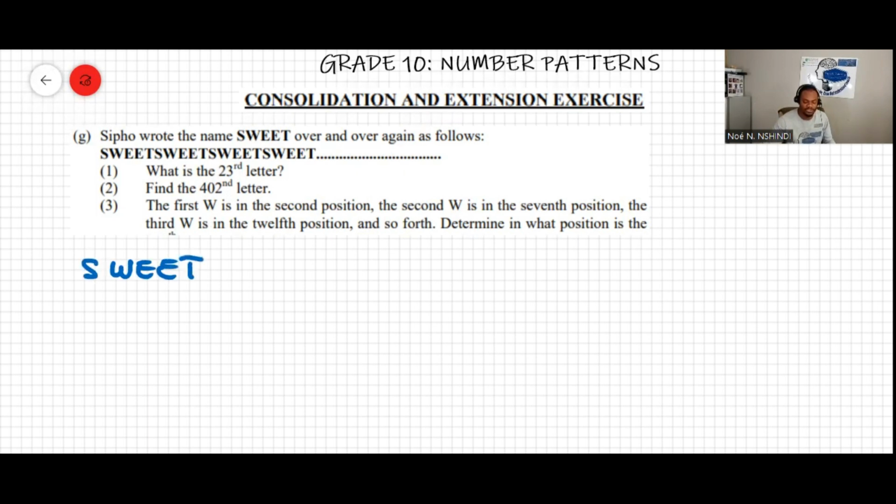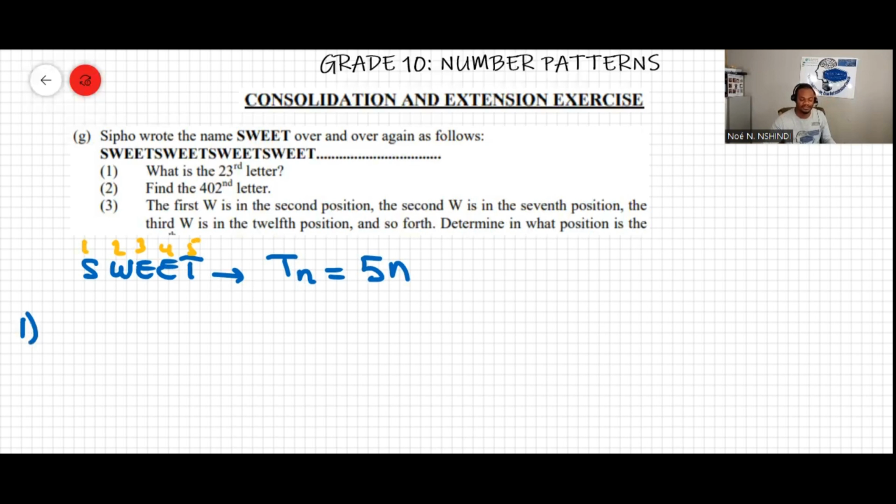SUITE. We can notice that the word SUITE has 1, 2, 3, 4, 5 letters. So from here we can build a general form to repeat the word SUITE. Tn will be equal to 5n, because after every 5 letters is the first letter of the word SUITE.